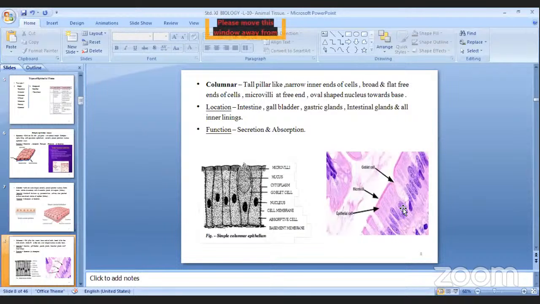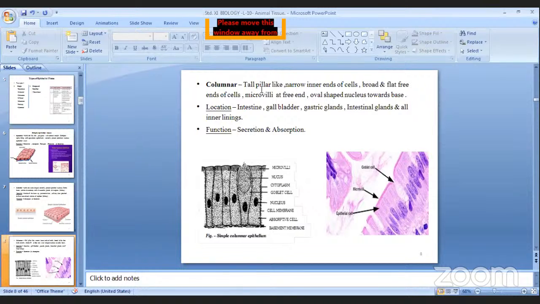Isn't it? This dark violet, lavender color that you can see is the nucleus, right? And this white color, I will tell you, is the goblet cell, which we study under glandular epithelium. These simple columnar epithelium cells end in finger-like projections known as microvilli. The function of microvilli, students, is to increase the surface area for absorption. So where is absorption? Small intestine. These are mostly present in the small intestine.